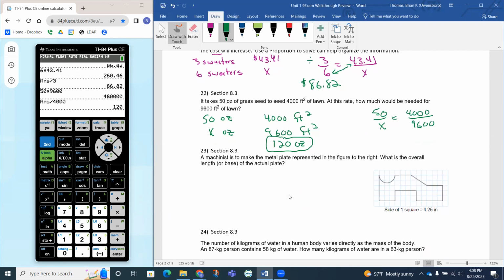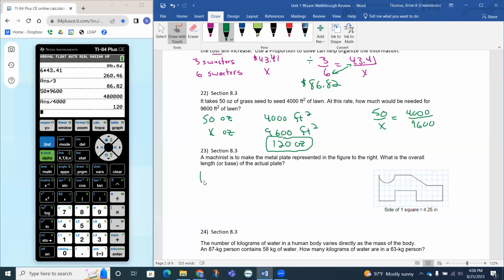So the next example is we have a machinist who's to make a metal plate represented in the figure to the right. What is the overall length of the actual plate? So what we have is a scale drawing. The side of one square is equal to 4.25 inches.